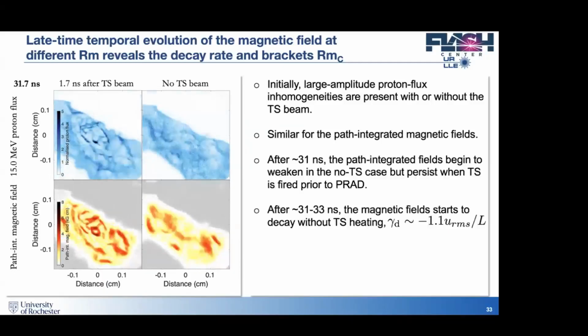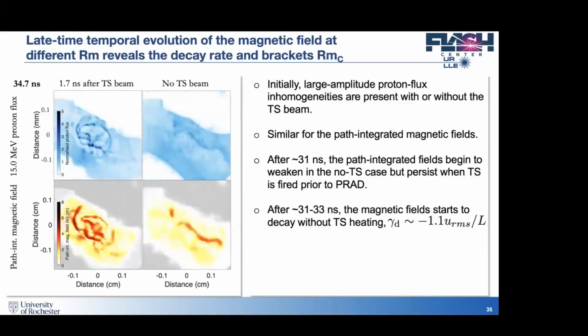So things start to change after about 31 nanoseconds, which is essentially when we have already switched off dynamo and the magnetic field starts decaying. And what we see is that there is a distinct difference between both the structures that we see and the strength of the magnetic field that we measure. So the presence of the beam is actually doing something. And what we were able to show is that, well, first we can measure the decay rate of the magnetic field and get a gamma for that rate.